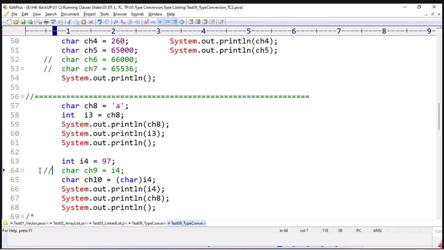Can I assign a char literal to a byte variable?